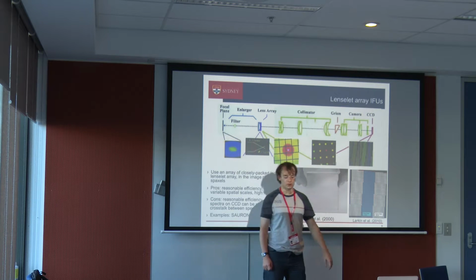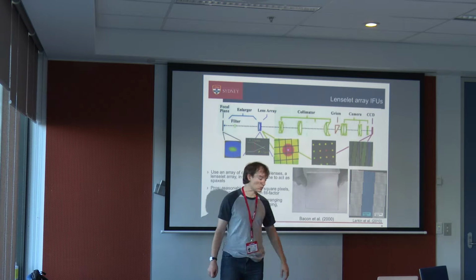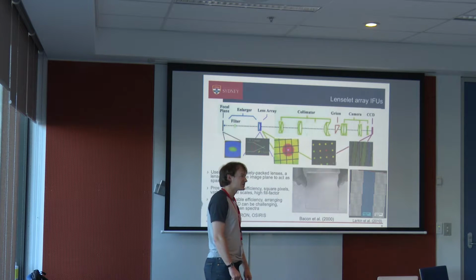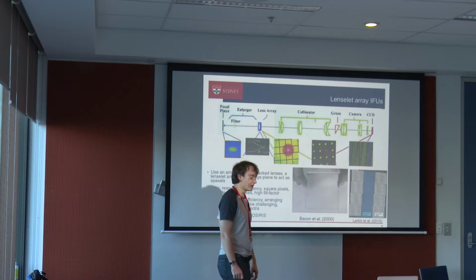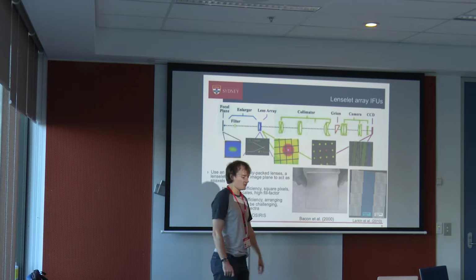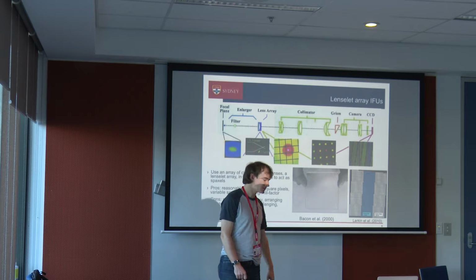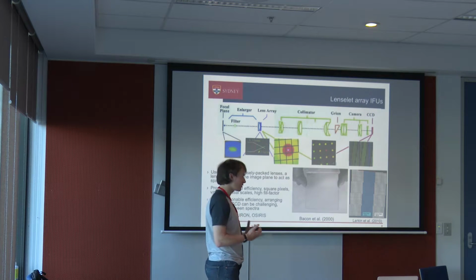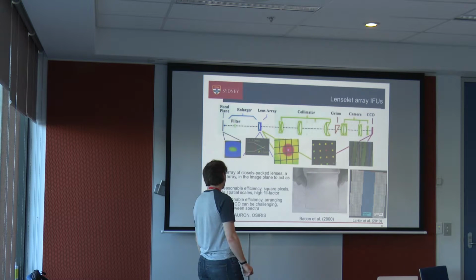And again, each of these lenslets can have different effective spatial samplings. You have from 0.01, possibly 0.02 on Osiris, up to 0.1 arcseconds per pixel, depending on essentially what you're doing here with your telescope optics. So lenslet array IFUs tend to be quite flexible, they're intermediate in efficiency, cost, those kinds of things.